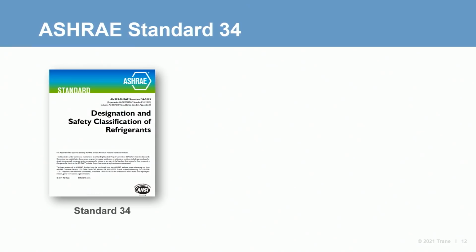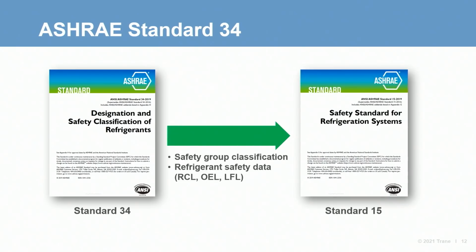For the first step, Standard 15 references a different companion standard. ASHRAE Standard 34 designates the safety group classification of various refrigerants. And it also provides relevant safety data that Standard 15 uses in its requirements. So Steve is going to spend a few minutes here to explain Standard 34. Steve? Just a quick introduction of the safety classification system used by Standard 34. Later, we will discuss further details about the safety classification system and how it is used by Standard 15.